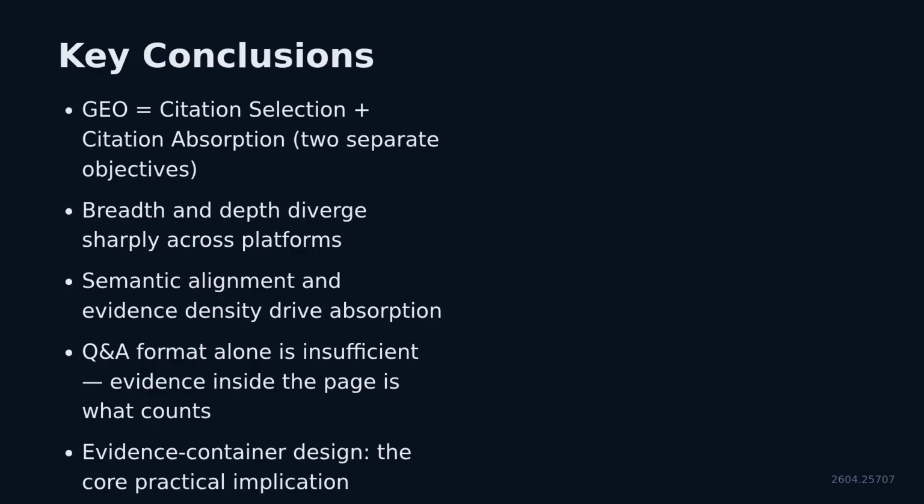To summarize, this paper introduces a two-stage measurement framework for generative engine optimization, separating citation selection from citation absorption. The key finding is a sharp divergence. ChatGPT cites fewer sources but uses them far more deeply, while Perplexity cites broadly with lower per-source influence. High absorption pages are longer, more modular, more semantically aligned, and packed with extractable evidence. Q&A formatting alone doesn't help. The evidence container model explains why. Future work should test these patterns through controlled page rewrites and longitudinal platform monitoring.